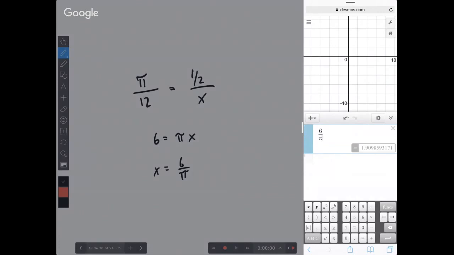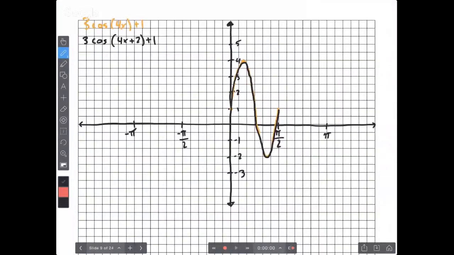1.9 spaces. So when I go back here, I know I'm going to move this black function almost 2 spaces to the left. And there it is.